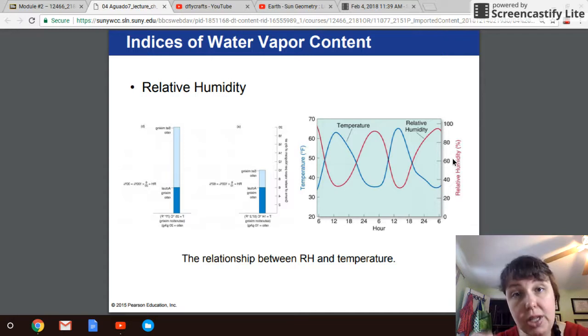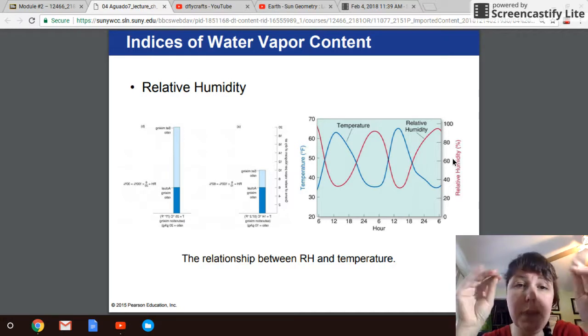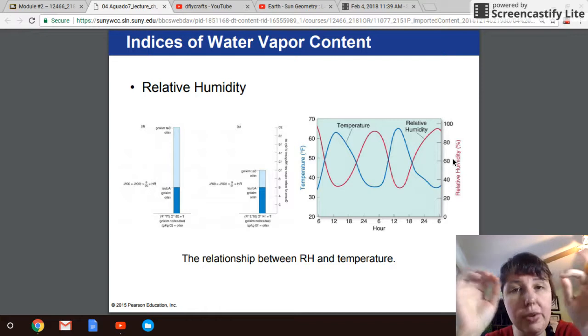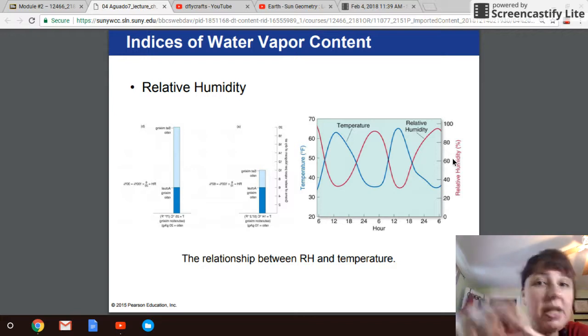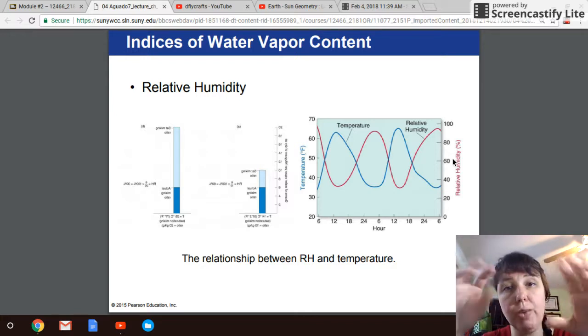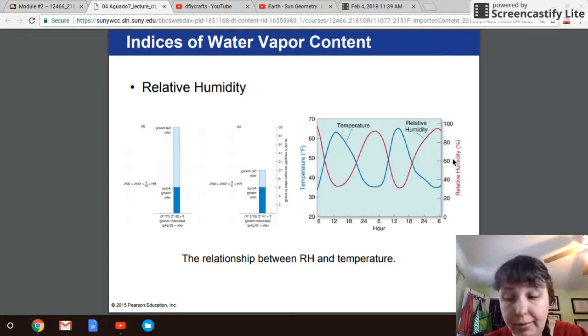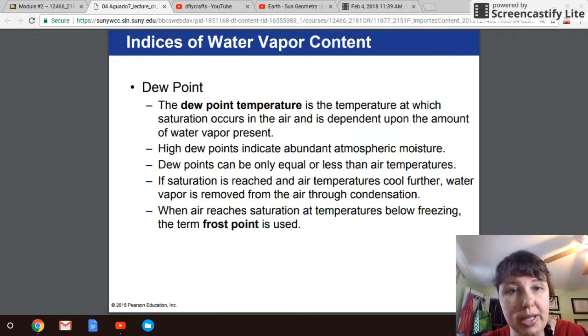And so these two things are constantly in flux, or my percentage, my relative humidity percentage that I'm reading off to you is constantly fluctuating based on the amount of moisture present and the temperature throughout the day, right? These are direct relationships.